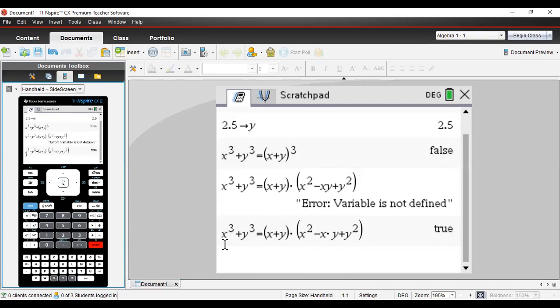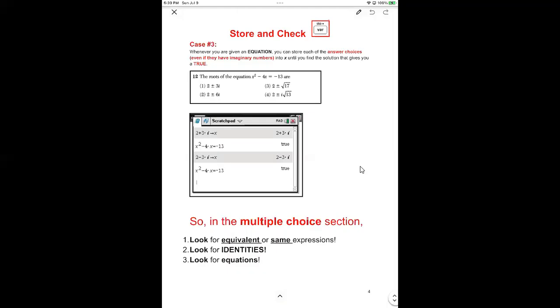Okay, now they don't have a bunch of questions like this, but they always have one. So you just have to use your store key. You might have to use it a couple times, but you store a number for X, store a number for Y, and then key in the equations and keep keying in the equations till you find the one that gives you a true statement. All right, let's see. There's one more thing I want to show you guys. Now, here's the third case.